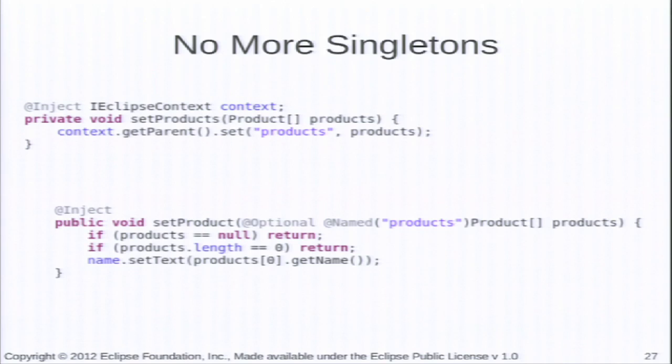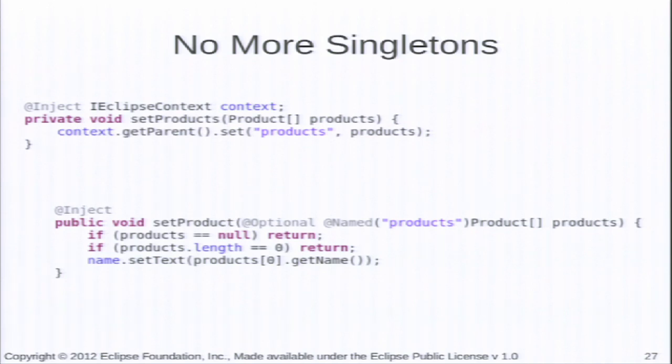Give me the context that I'm in, and when the user clicks on the entry in the table, I will tell the context to set the products that it cares about, that it knows about. Now I'm actually talking about the parent again. I'll tell you what that means in a minute.